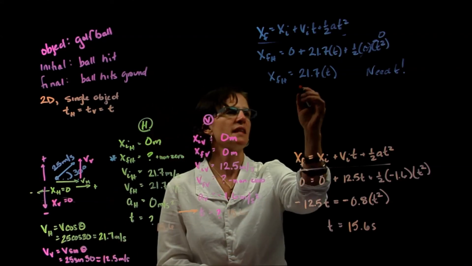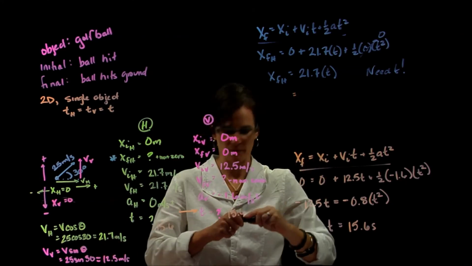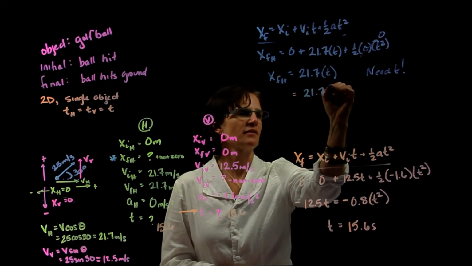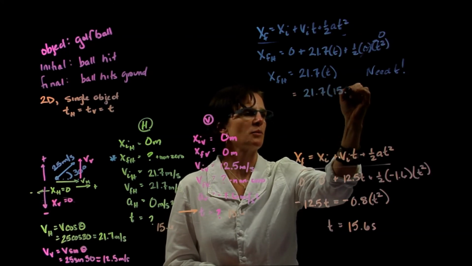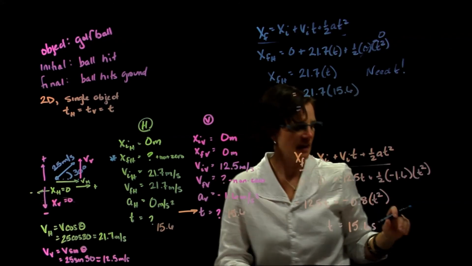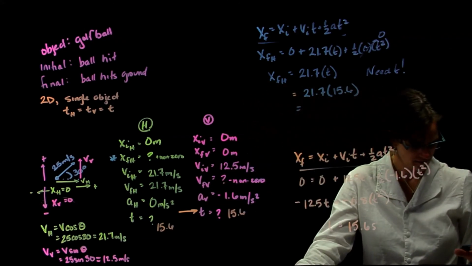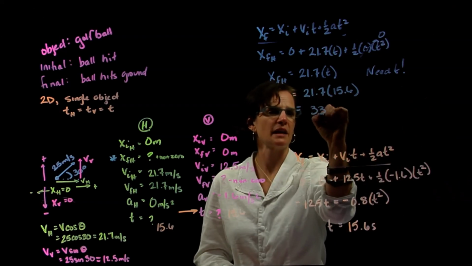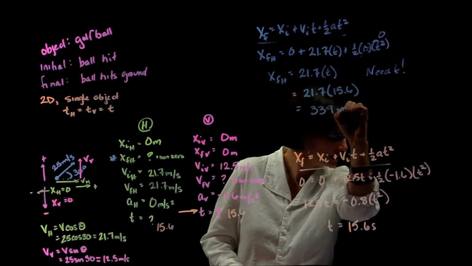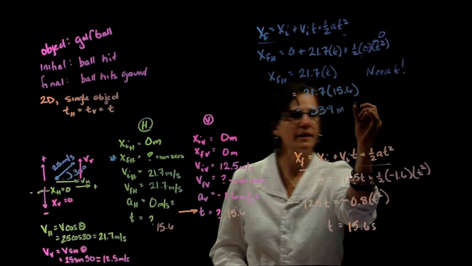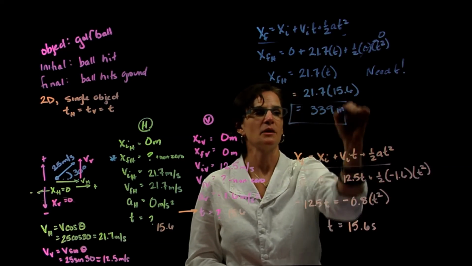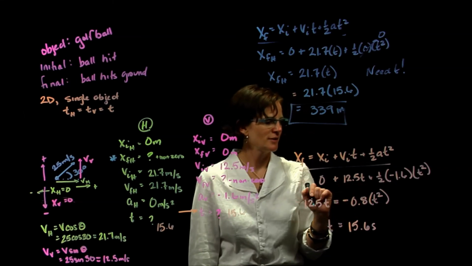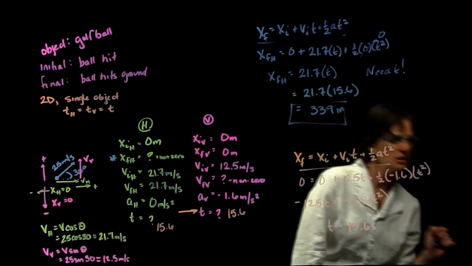Now I have my time, and I can use that in my relationship. So 21.7 times 15.6 gives me a range of 339.1, but 339 meters. Not too bad of a golf swing for astronaut Shepard.